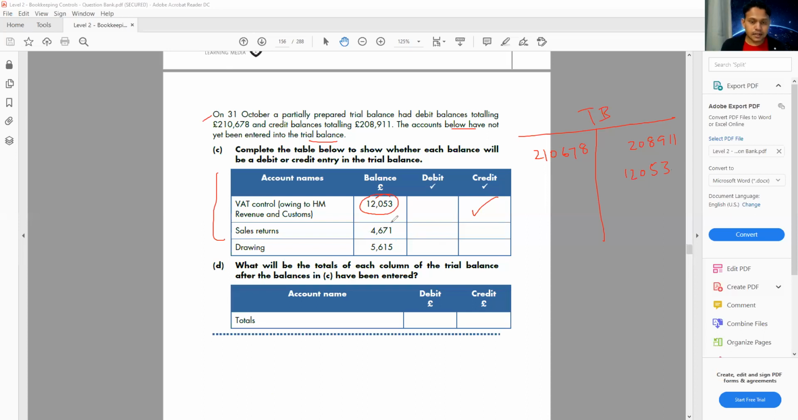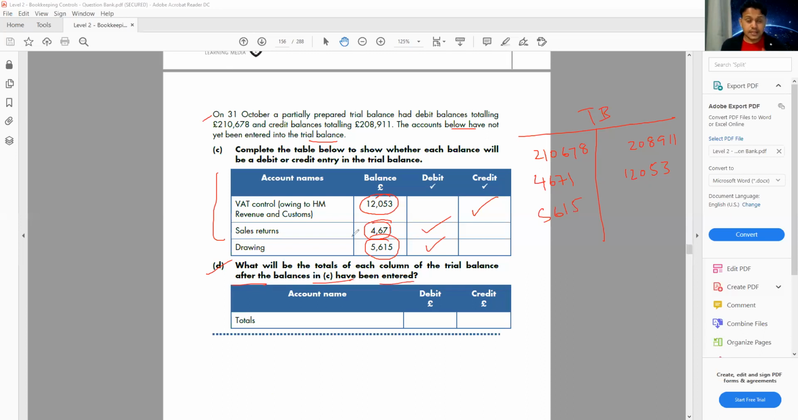Sales return. Sales is a credit, so sales return will be what? Debit. Sales is a credit, so sales return will be our debit. So 4671. And finally, the drawings, 5615. Drawings is always debit. 5615.